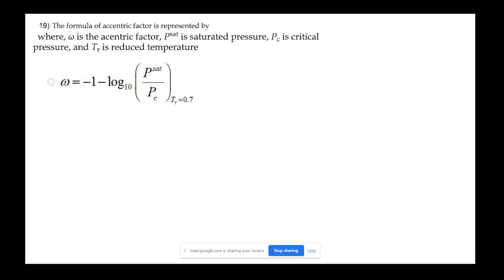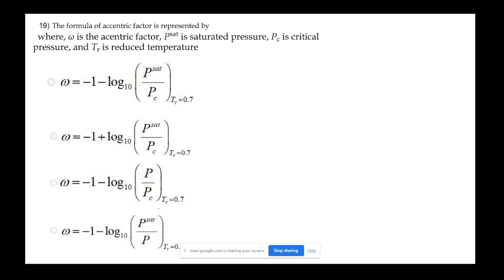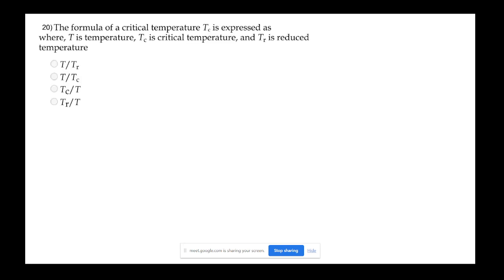Moving forward, the formula for eccentric factor is represented by this formula. The formula for critical temperature Tc is expressed as follows. T is temperature, Tc is critical temperature, and Tr is reduced temperature. Reduced temperature is always represented as the ratio of temperature to the critical temperature. So critical temperature is nothing but T by Tr.